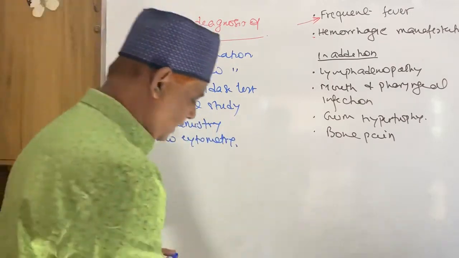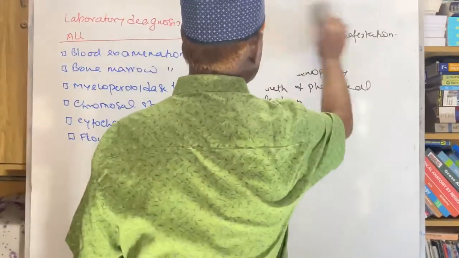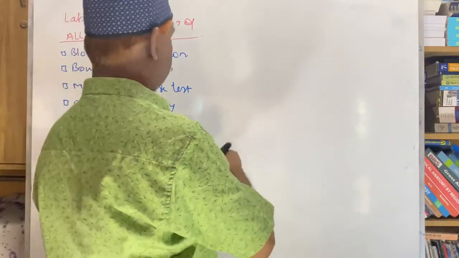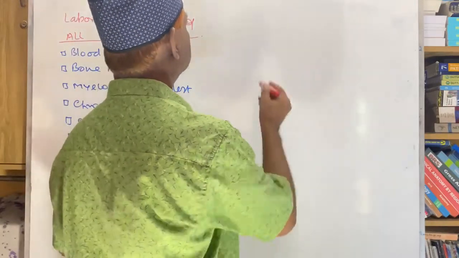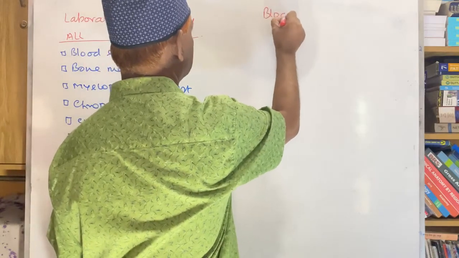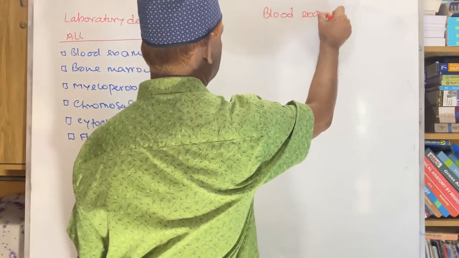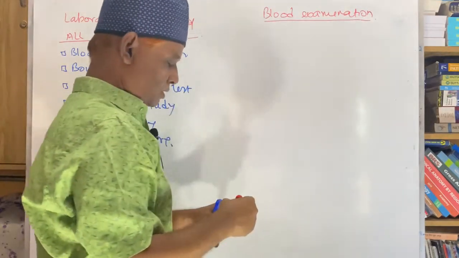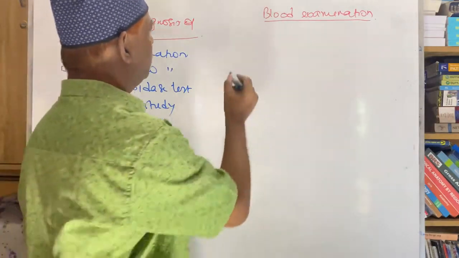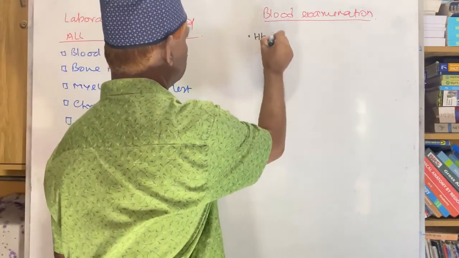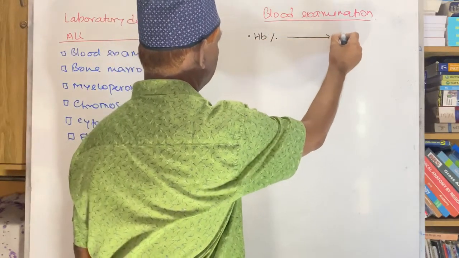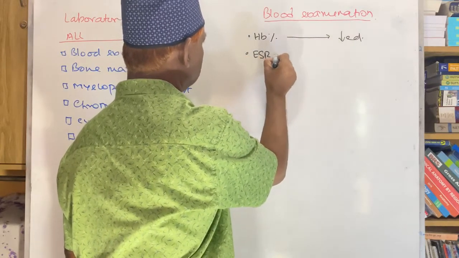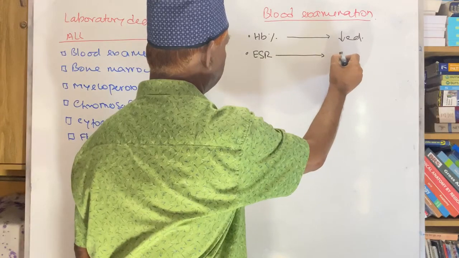Now come to blood examination to diagnose acute lymphoblastic leukemia. First we have to do hemoglobin estimation. As the patient is anemic, it will be decreased. Then we have to do ESR, erythrocyte sedimentation rate. It will be elevated.